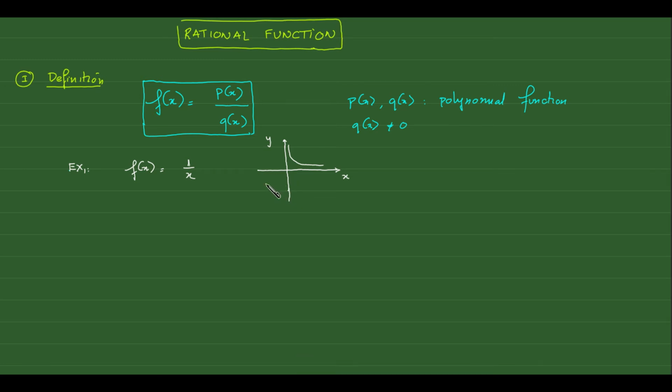Let me redraw it. These two branches never cross the x and y axes. So it means that the x and y axes are asymptotes. This one is called the horizontal asymptote, because you see the graph never crosses it, and this one we call the vertical asymptote.